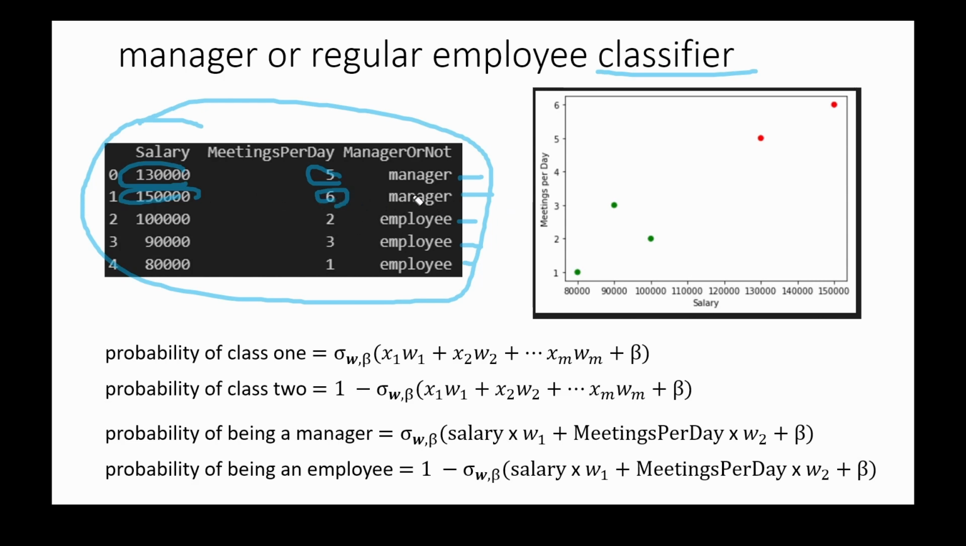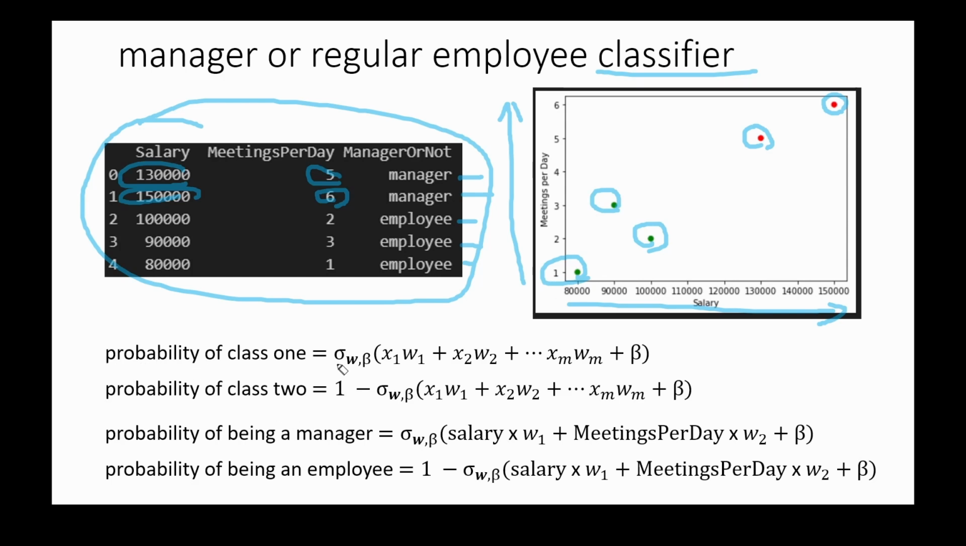If we plot those 5 persons on a figure where the horizontal axis represents the salary and the vertical axis represents the number of meetings per day, then we can see there are 5 points on this graph. They are color coded. The red points represent the managers, and the green points represent the regular employees.